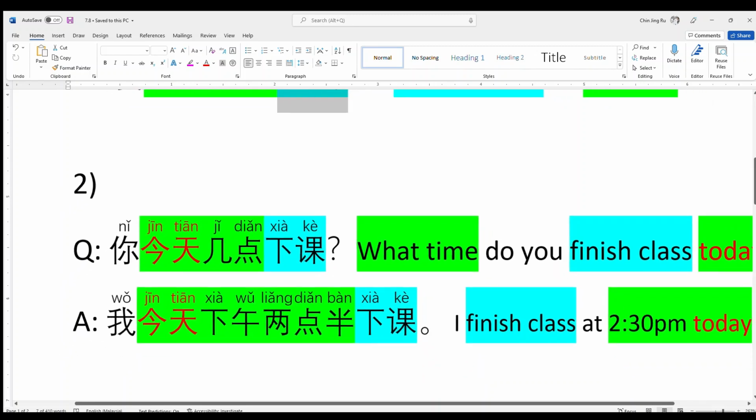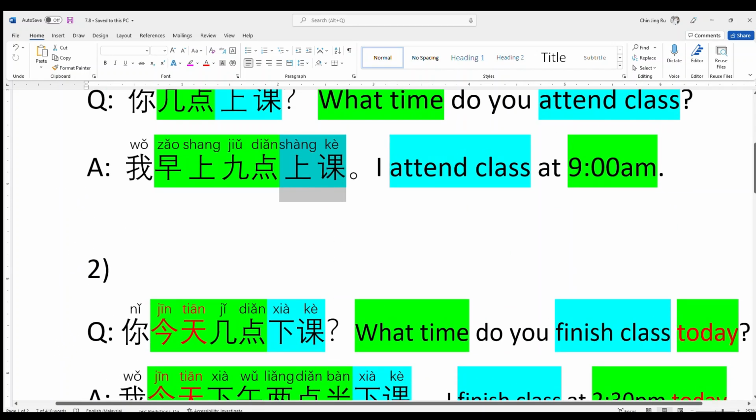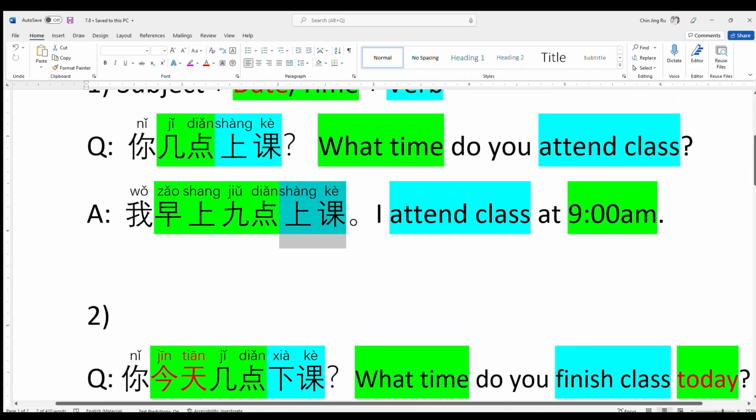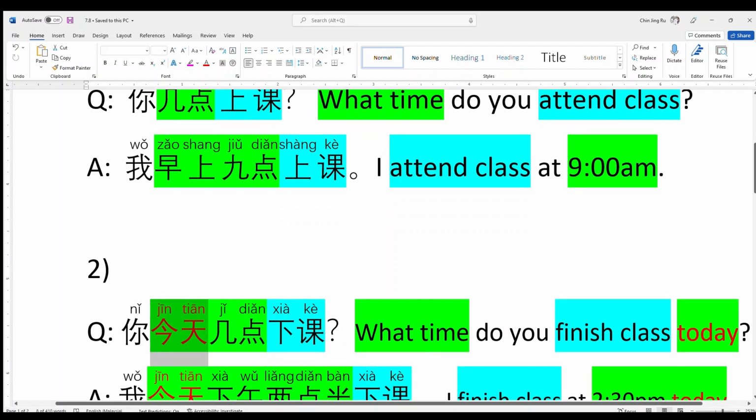The difference between this question or this sentence with the previous one is that I added one more word, which is 今天. 今天, do you still remember? Today, right? So I can actually specify what day of the time am I asking. Today what time? Yesterday what time? Tomorrow what time? Right? Or next Monday what time? So I can specify the day according to my wish, according to the information that I want to know.